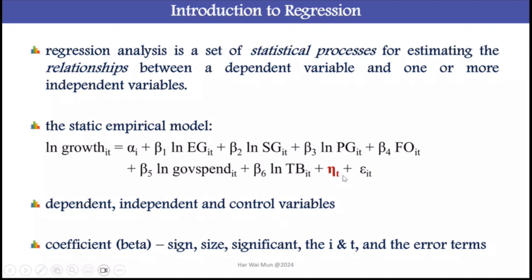Now, if you add this red color error term, that means you are doing panel data. Panel data usually has two standard regression models, that is the fixed effect model and the random effect model, right? For both the fixed effect model and the random effect model, we assume that, like just now, with a lot of countries, each country is different, right?